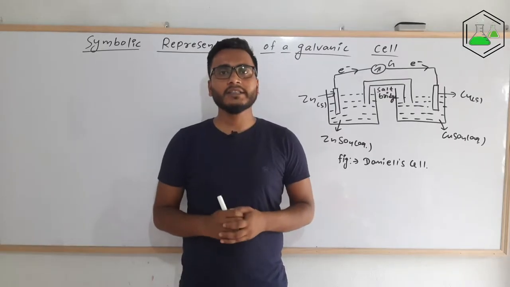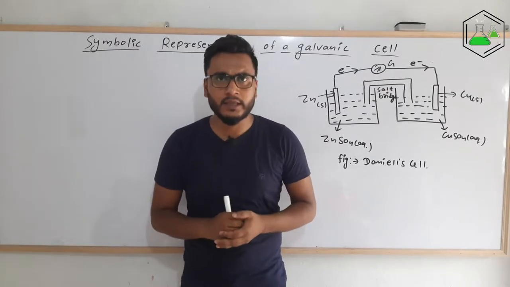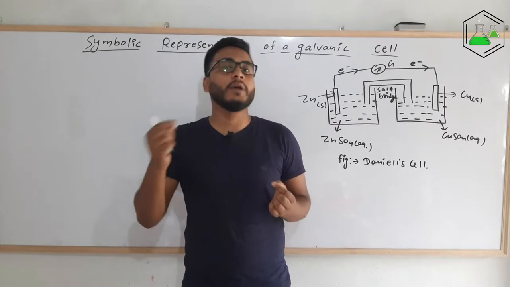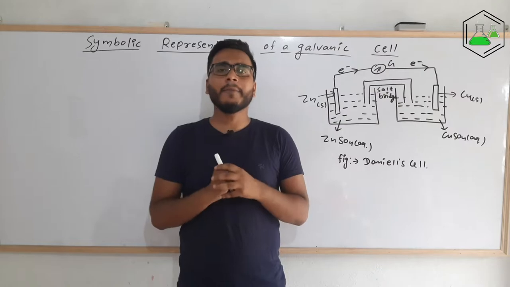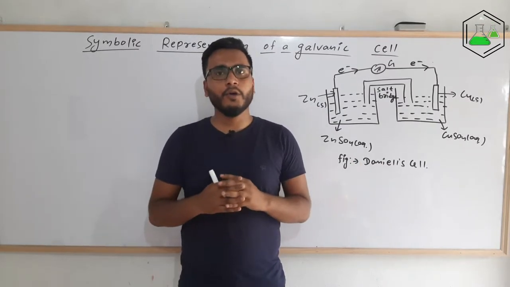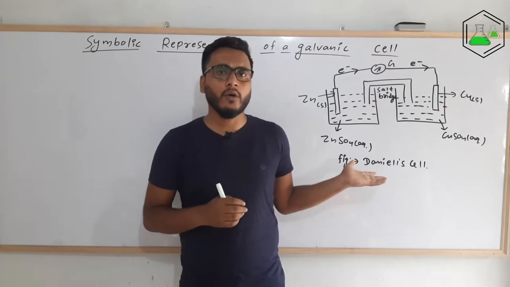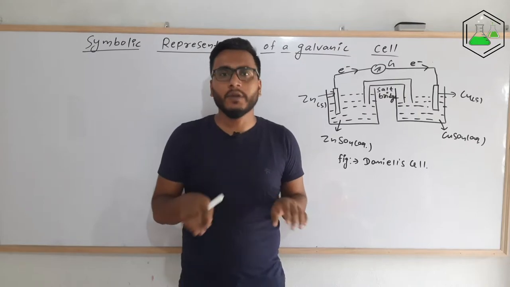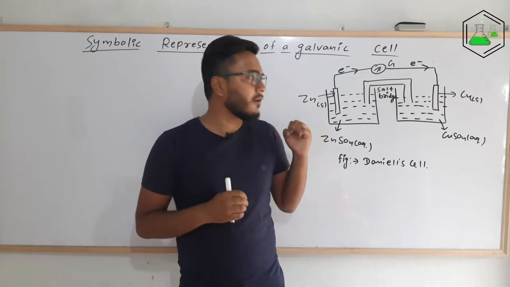First of all, we need to understand what a galvanic cell actually is. A galvanic cell is a device that is used to convert chemical energy into electrical energy. A very good example of a galvanic cell is Daniell's cell. I have already made a video about Daniell's cell. If you don't know about it already, please check the link in the description below. You'll find the link of that video over there. Let me explain this a little bit.